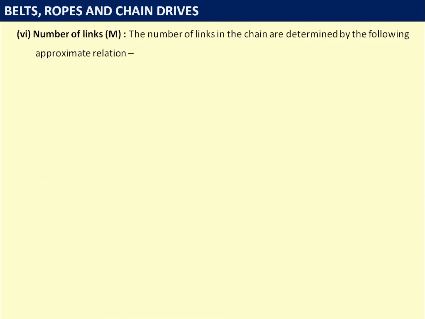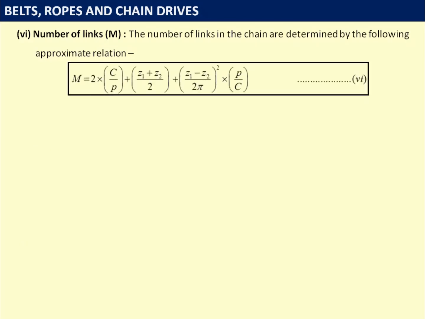Now number of links denoted by capital M. The number of links in the chain are determined by the following approximate relation. So capital M equal to 2 into C by P plus Z1 plus Z2 by 2 plus Z1 minus Z2 upon 2 pi the whole square into P by C, where C is the center distance, Z are the number of teeth on the respective sprockets, and P is a pitch of the chain. Let us consider this as equation number 6.